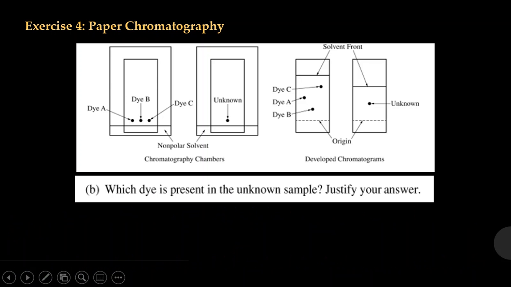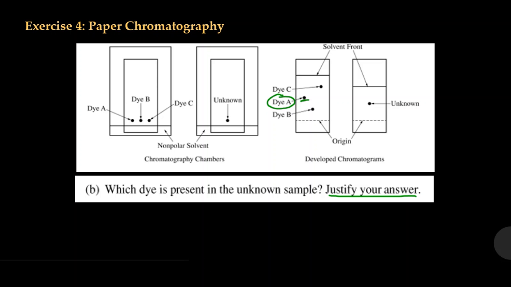Which dye is present in the unknown sample? Looking here at B, I've heard some people say, yeah, it's A. I agree with you, it is A. Okay, I'm going to go with A here. But now we have to justify our answer. And how can we justify our answer?